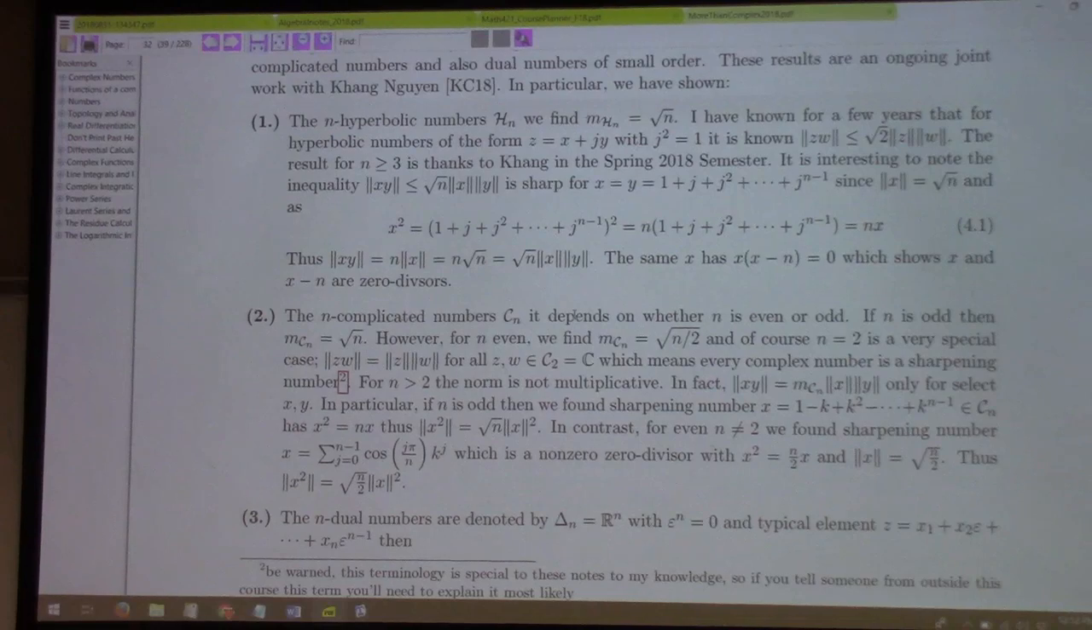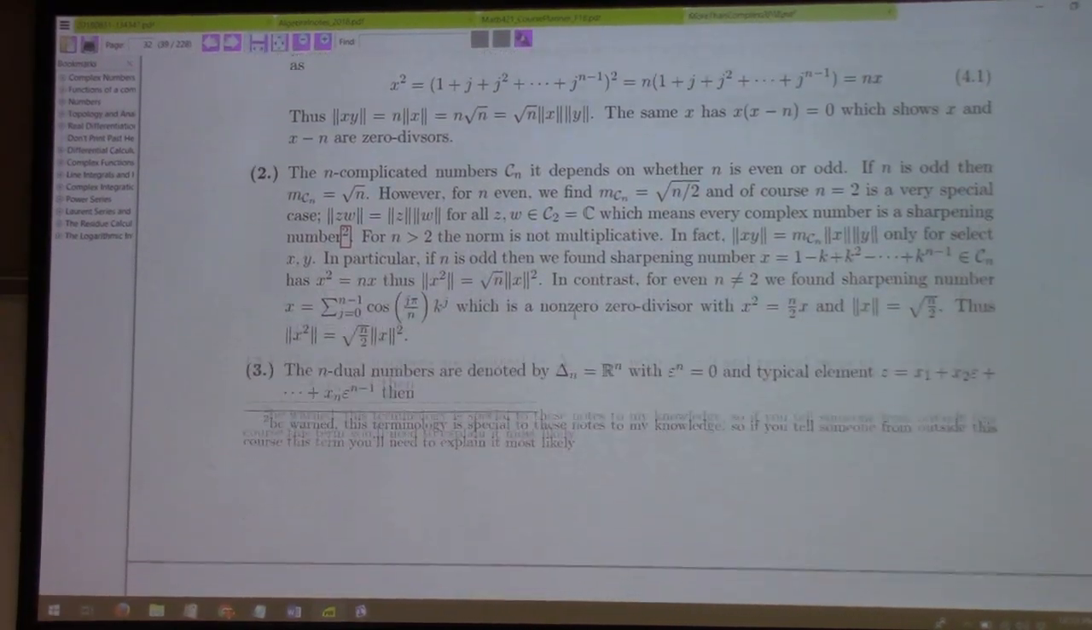So this is from last semester's 495. Kang figured out that the multiplicative constant for the n hyperbolic numbers is the square root of n. The argument that he used to prove that is quite beautiful. I'll show you if you want. So we have this inequality for the n hyperbolic numbers. For the complex numbers, it's the same for odd n, but for even n, it's the square root of n over 2. For the dual numbers, he's calculated them for n equals 2, 3, 4, and 5.